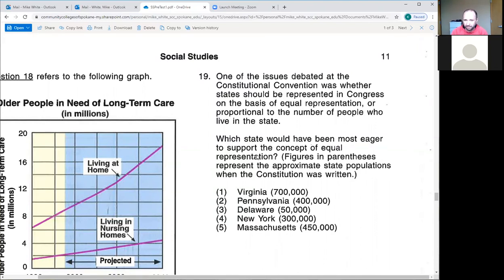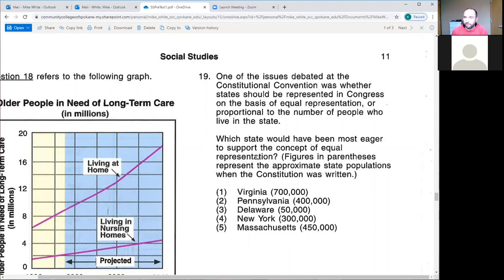And really, it's just a matter of which state has drastically fewer people? Delaware. So that's all it's getting at. It's wording it in a way that makes it maybe sound more complicated than it is, but it's just saying the state with the least amount of people, and in this case, it's not even close, right? 50,000 compared to the next smallest on this list, which is 300,000.